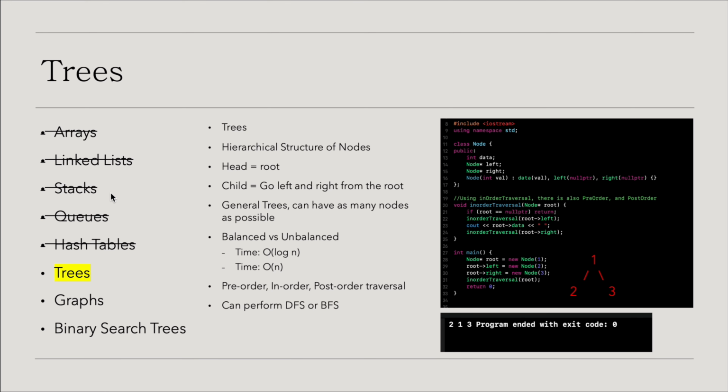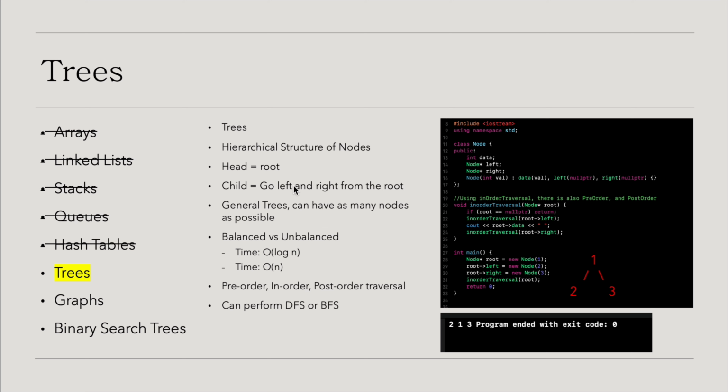And now going over the data structure for trees. So trees are an extension of what we already covered for linked lists as well, where they are comprised of nodes, and these nodes are stored together in a hierarchical structure, where we have one node that is considered the head, which would be called the root in this case, and then that node is also connected to other nodes as well on the left and right called children.